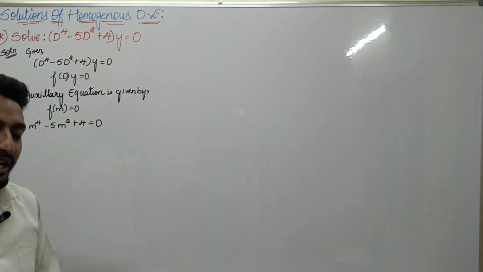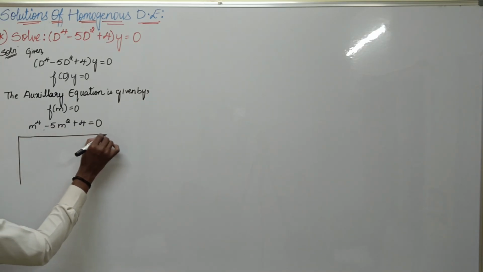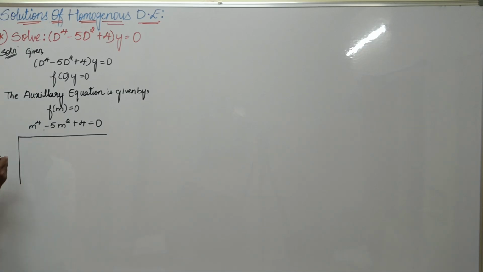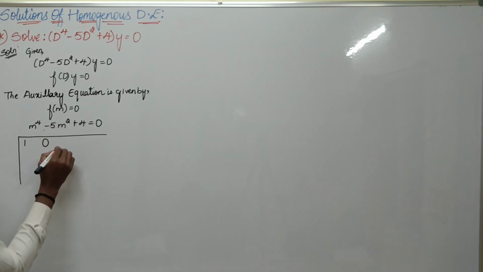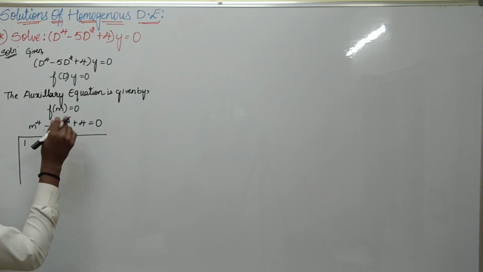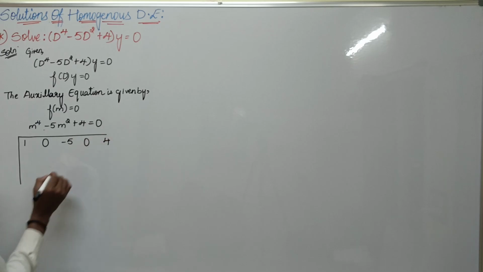How to find the roots of the auxiliary equation? It is very easy. Just first, by using synthetic division. Okay, done. First represent the coefficients. 1 for m^4. We have m cube, but it is not represented, which means the term is 0. Next we have m square, that is minus 5. We don't have m, that is also 0. The last term we have is 4.